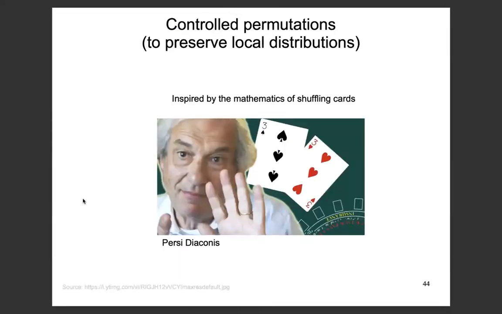So, to finish, what we can do is something like cross-validation folds, not quite, but randomized versions, where we do controlled permutations to preserve local distributions. For that, we can get inspiration from the shuffling of cards. This is Persi Diaconis, a famous mathematician, famous for the widely known result that it takes 7 shuffles to fully mix a deck of cards.